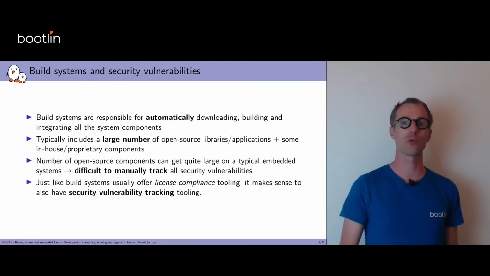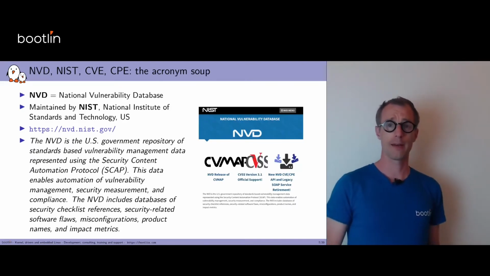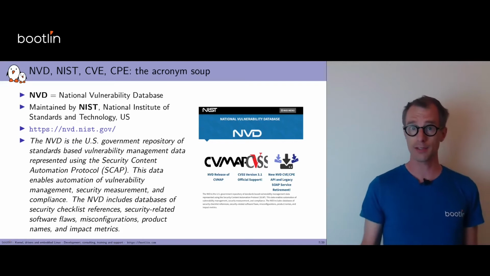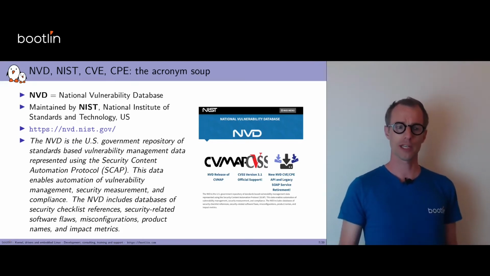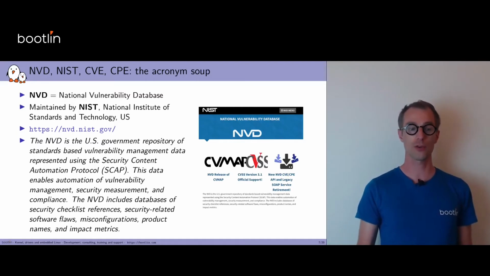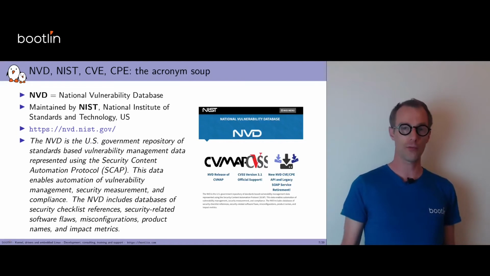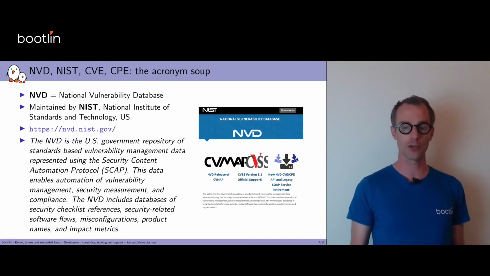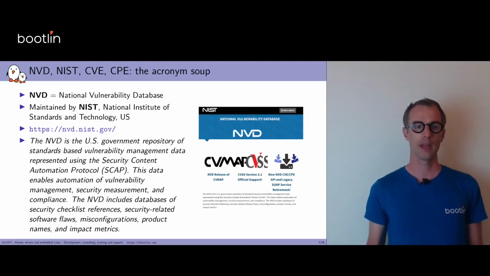And that's precisely what we're going to be discussing today. So to start this tooling, we had to use existing databases. And in fact, there is an NVD database, which stands for National Vulnerability Database, which is maintained by a US organization called NIST, National Institute of Standards and Technology. And they provide a very well formatted database of all the security vulnerabilities that have been publicly reported. So this is the base of the tooling that we have added in Buildroot.